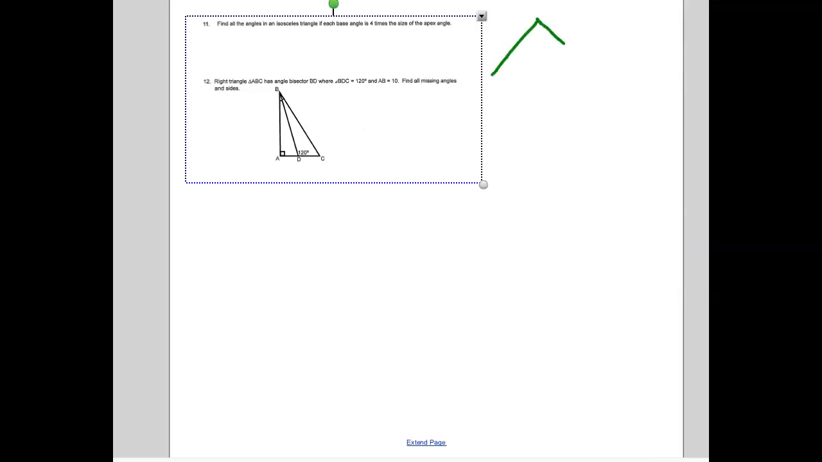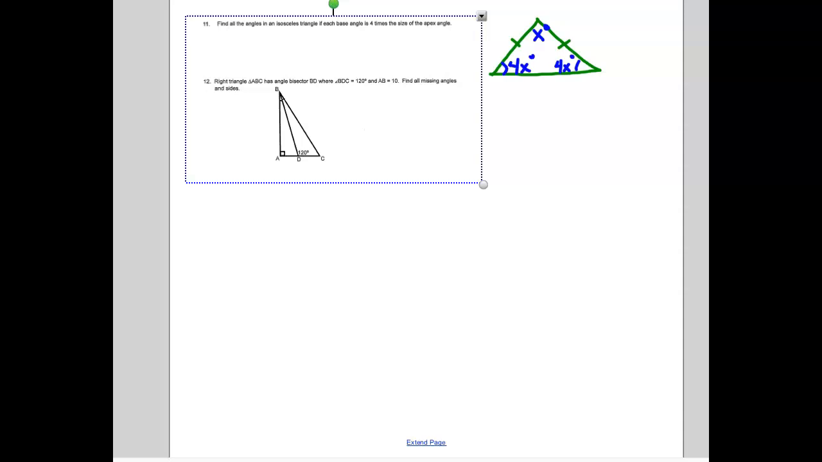All right. For question 11, it says find all of the angles in an isosceles triangle if each base angle is 4 times the size of the apex angle. Okay, so let's sketch an isosceles triangle. We're going to have those two sides be equivalent, which means that these two base angles are the same. And it says that those base angles are 4 times the apex angle. So let's call this x degrees. That means each of these would be 4x degrees.